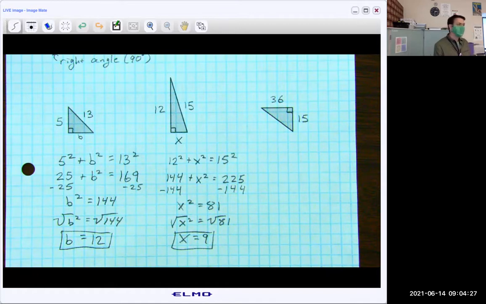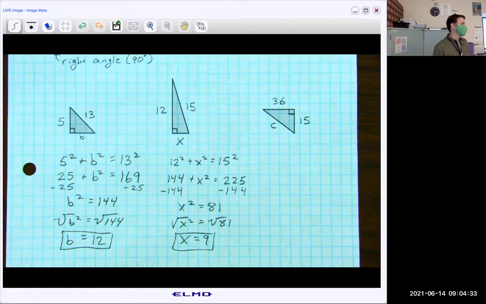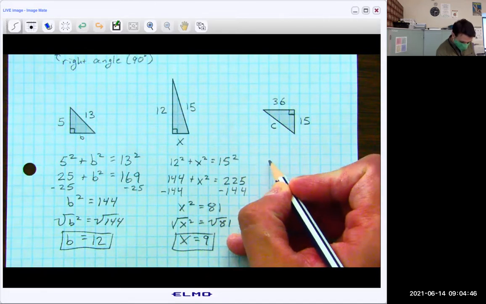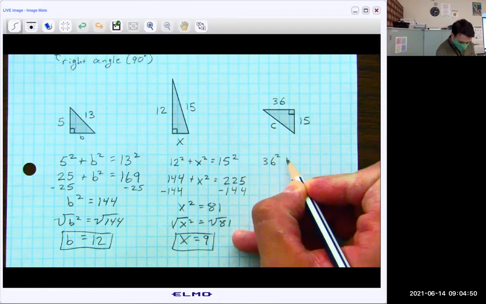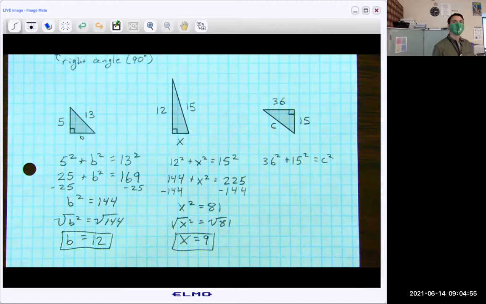You want to make sure you set it up the right way. That side you're missing is the hypotenuse. It's the C, because this is the side away from the 90-degree angle. So that means in our Pythagorean theorem, it's going to look like this. Hopefully that's how you did it. 36 squared plus 15 squared has to equal C squared. That's a little bit different than the other two we did.